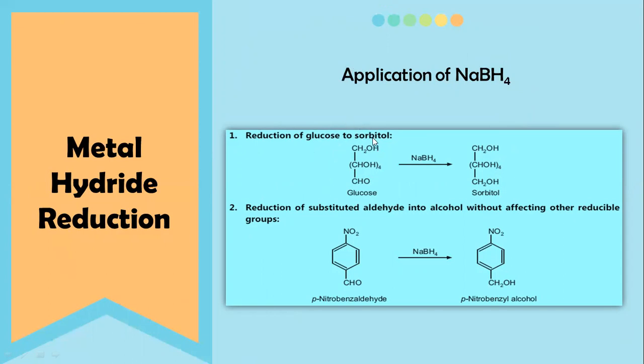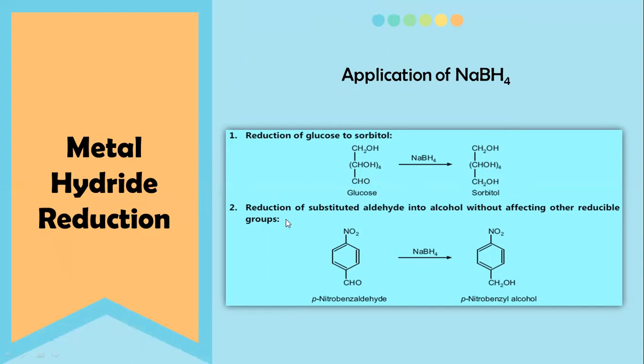Glucose is a carbohydrate. When such glucose is reduced using NaBH4 and methanol, it converts into sorbitol. So the aldehyde group of glucose is converted into an alcoholic group. And this newly formed structure is known as sorbitol. And this sorbitol is a sweetening agent used in making liquid pharmaceutical preparations.